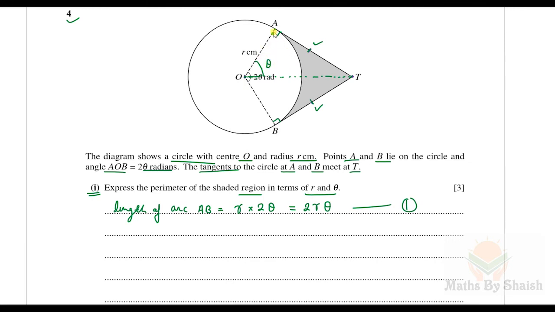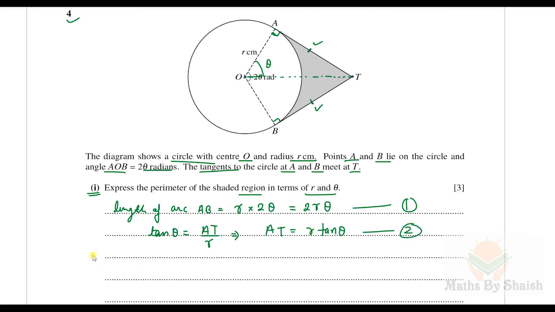So corresponding to this theta, we have the opposite and the adjacent. So we will use tan theta. Tan theta is equal to opposite, that is AT upon OA, that is r. So from here, AT is equal to r tan theta. So this is equation number 2.